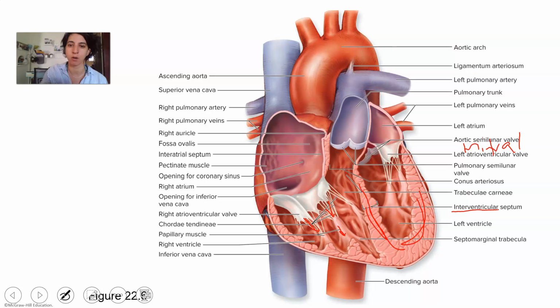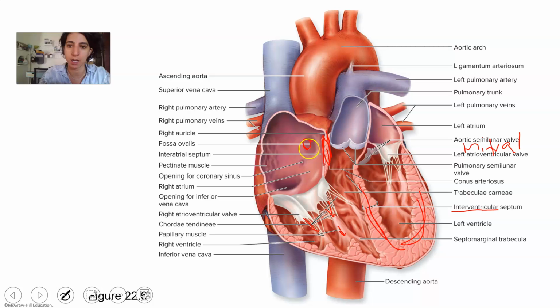And then if we go up to the atria, we have an interatrial septum right here. So the interatrial septum is what separates the right and left atria. The right atrium has a few structures that are pretty important.